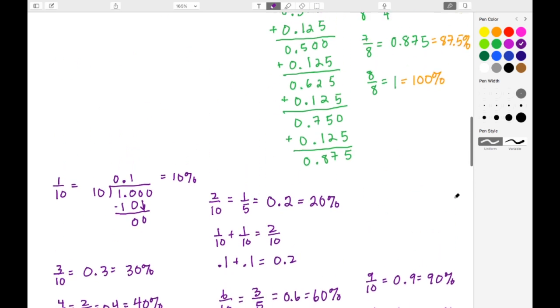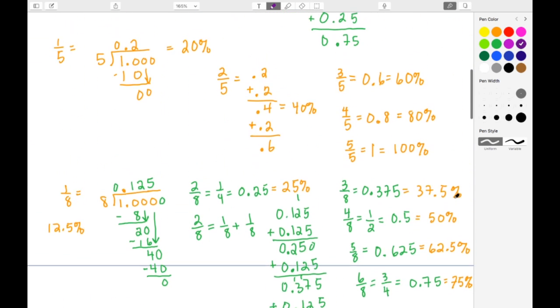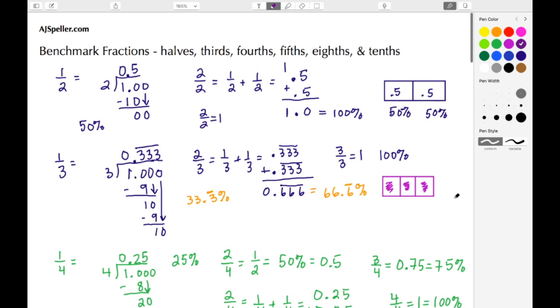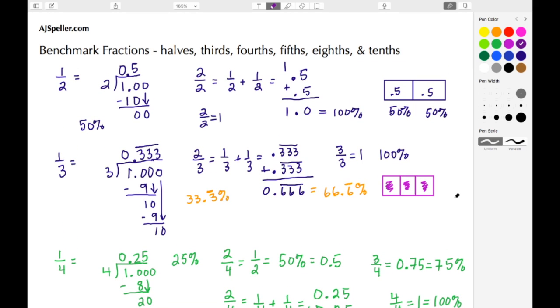Well, here we went through the basics of the benchmark fractions, where we change the fraction into its decimal equivalent, and then from there we multiply that by 100 to figure out what the percentage is.